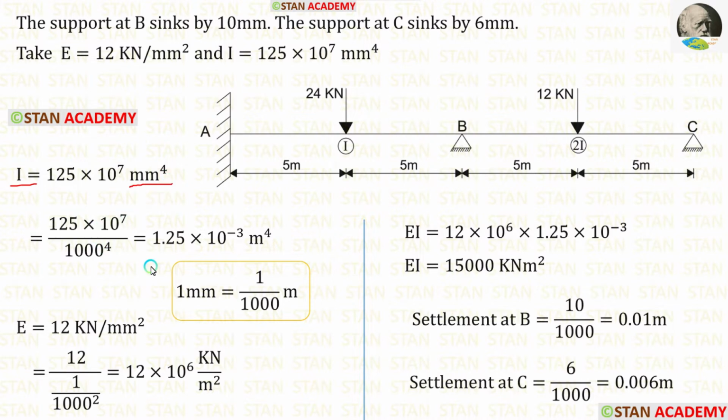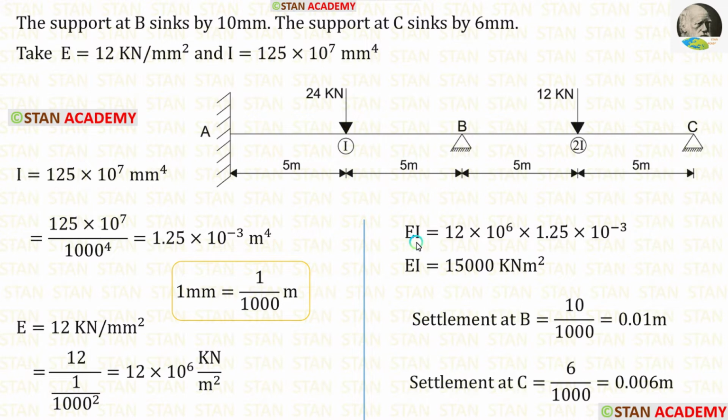So we have to convert it into meter power 4. We know that 1 millimeter is 1/1000 meter. But here we have power 4, so we have to divide this value by 1000 power 4. Finally, we are getting the moment of inertia in meter power 4. The Young's modulus E is given as 12 kN per millimeter square. We have to convert this value into kN per meter square. Here we have mm square, so we have to divide by 1000 square. When we do that, we are getting in kN per meter square.